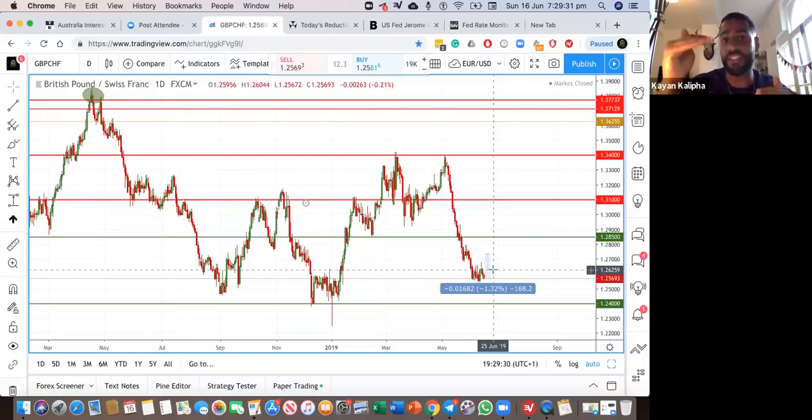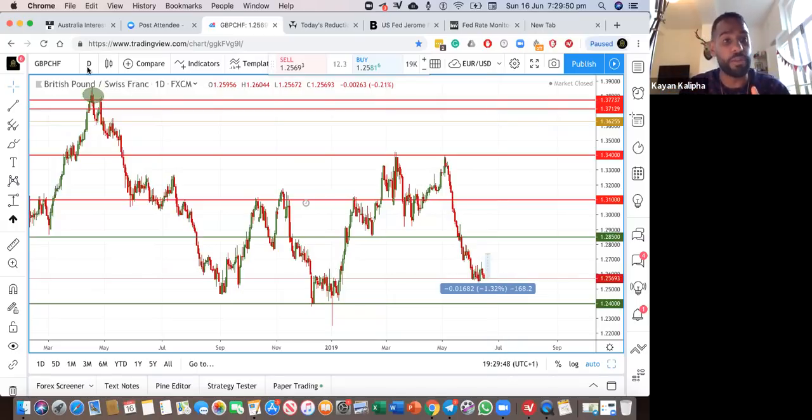Because remember, investors are only selling the pound because of the risk of a no-deal Brexit. If Boris Johnson becomes more friendly towards the EU, then this risk suddenly becomes diminished somewhat, and then markets want to be getting back in the pound because they realize the pound's devalued by a lot and is actually trading at a discount to its true value.